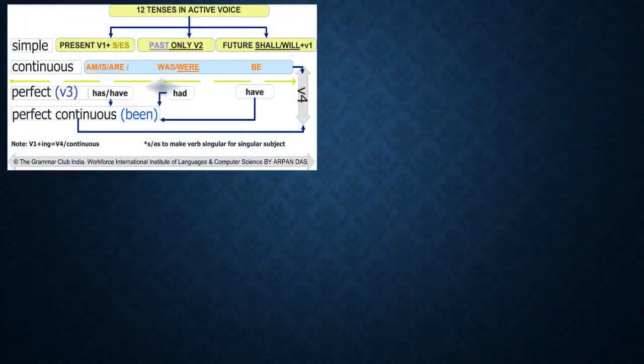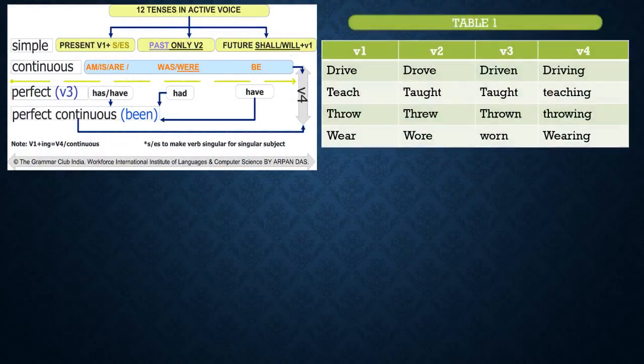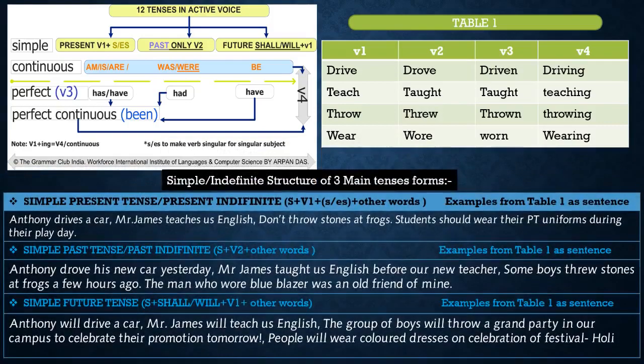Hello my wonderful viewers, now let us use the mind diagram forming 12 tenses in active voice, and let's use table 1, which represents the conjugation of verb, to form simple or indefinite structure of three main tenses. Simple present or present indefinite structure is subject plus V1 plus s or es plus other words. Let's have a look at examples from table 1 as sentences.